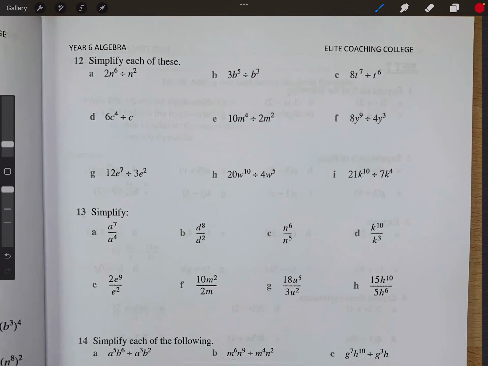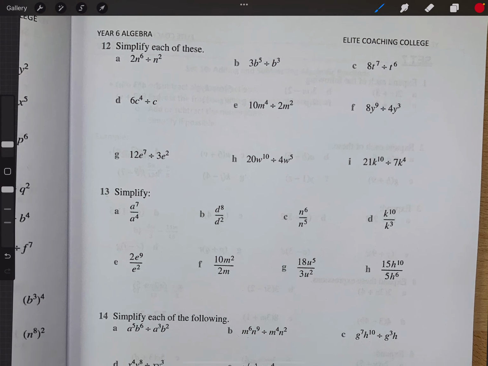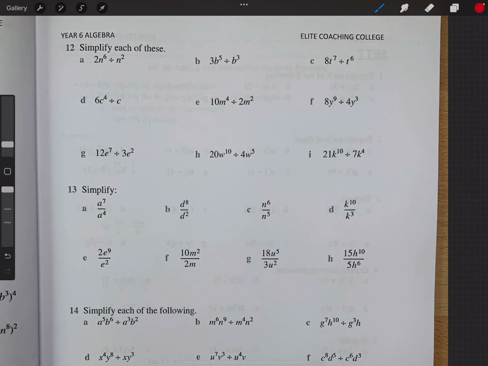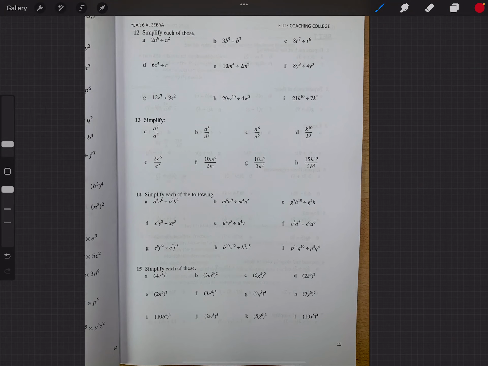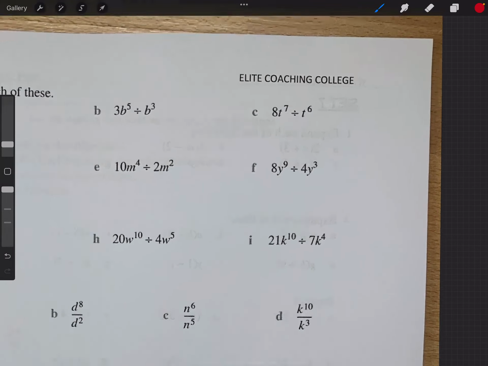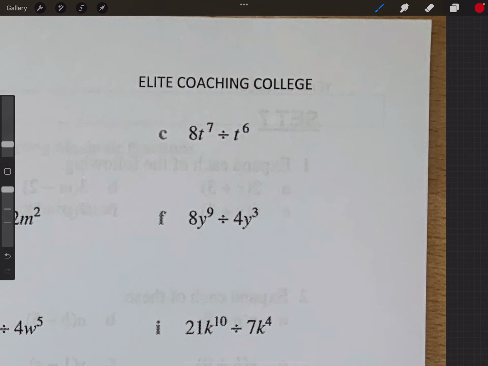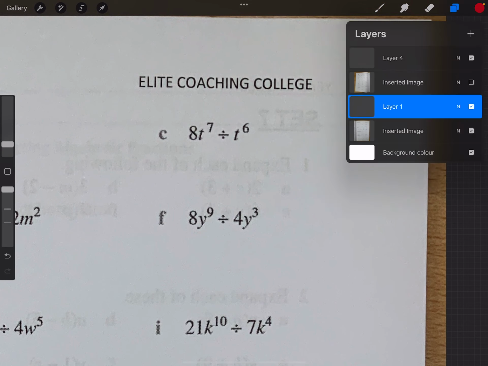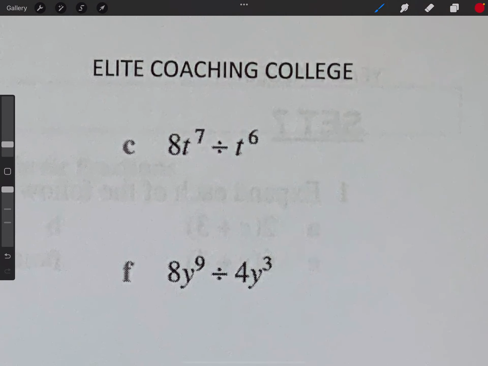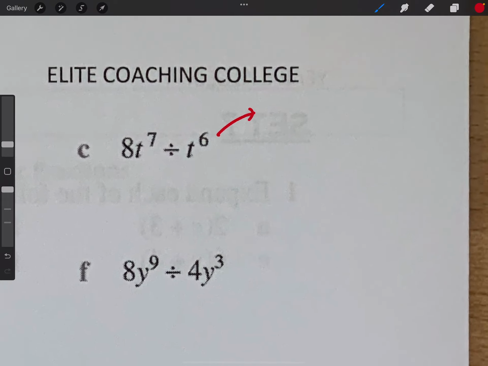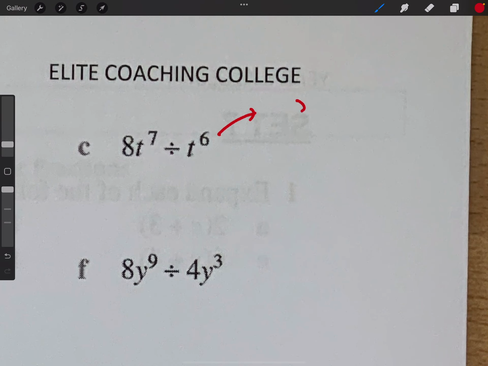Let me see. So it says simplify each of these. I'm just going to do the last column, and the rest you can do. So let's have a look at this one. Now we're doing some more division. What I can do is put this into a fraction form. It's best to put these into fractions and we can see what's happening. So 8t to the power of 7 divided by t to the power of 6.